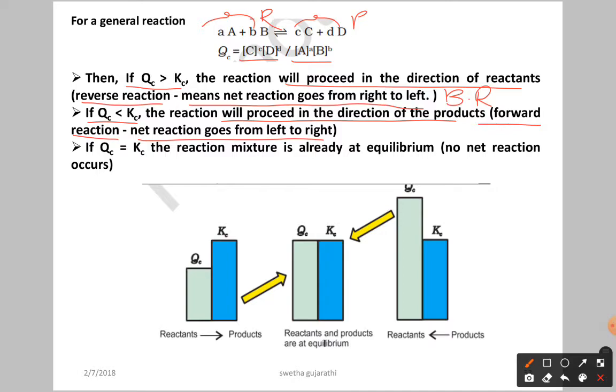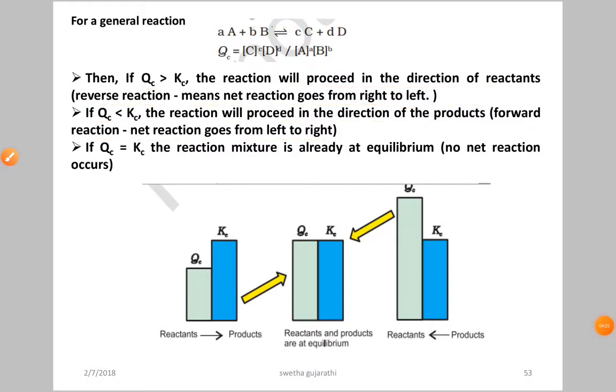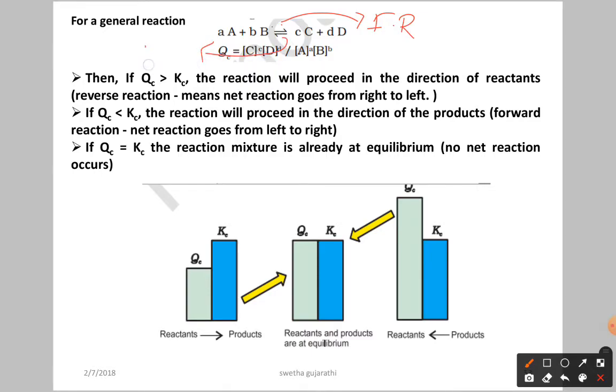Here, for example, if you see this arrow, I will call it the forward reaction, and this upward arrow indicates the backward reaction. A forward reaction means the reactant is converted into the product.